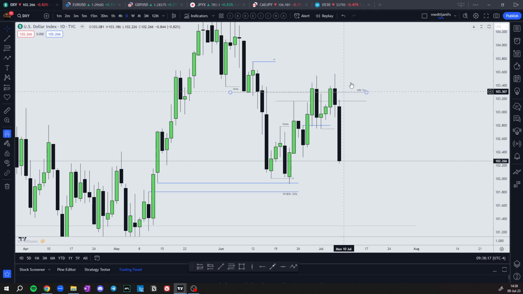Because I'm not going to say this is the high. I'm not going to pick a high and say, okay, this is the high that price is going to make, so I'm going to start selling. No, I'm going to wait for a confirmation. I'm going to wait for a shift in market structure. So this is where the shift happened, Friday.